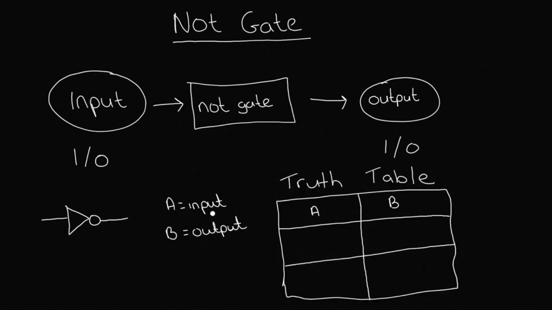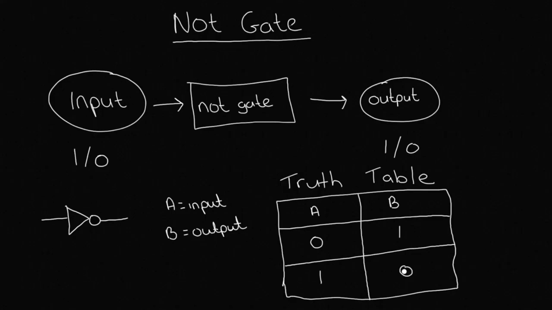So you can see I've drawn out my truth table here. We have two values, we have an A and we have a B. A in this case represents our input and B represents our output. As I said, a NOT gate takes in one value, so the only two possible values it could take in would be either 0 or 1. And when it takes in these values, it spits out the opposite. So the opposite of 0 is 1 and the opposite of 1 is 0.